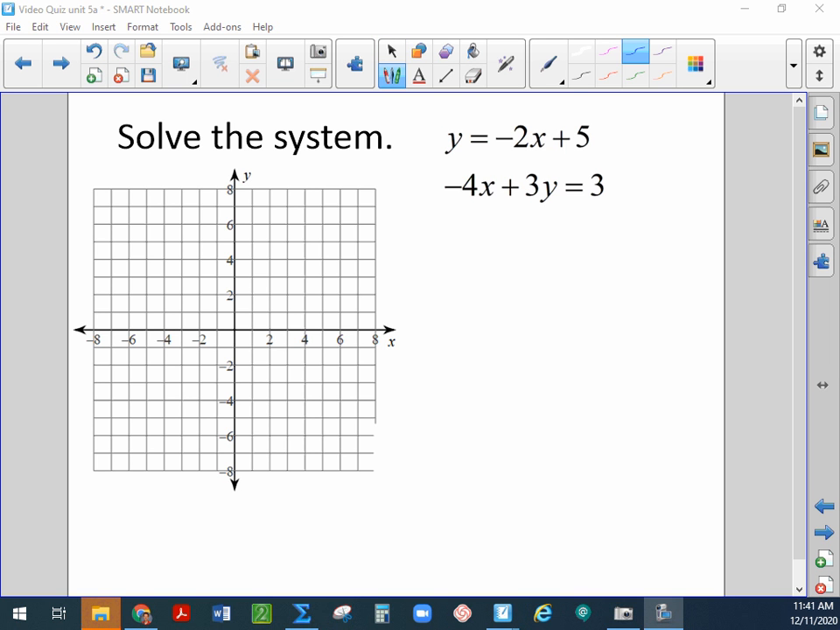Okay, so this video is meant to be an introduction of what we're going to be talking about in class on Monday. And we're going to start with reviewing what we did on Friday. In Friday's class, we solved a system of equations by graphing.